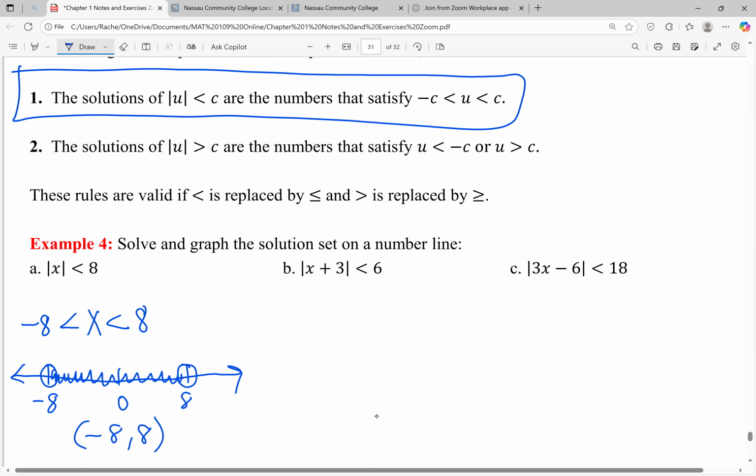Let's look at B. So we have the absolute value of X plus 3 is less than 6. And this holds true whether it's strict or if it's inclusive, meaning a less than or a less than or equal to. It's this, you would just use a closed bracket. So the absolute value of X plus 3 is less than 6. So that means whatever X plus 3 is, it has to be between negative C and positive C, where C is 6 in this case, right? So it's going to be between negative 6 and positive 6.